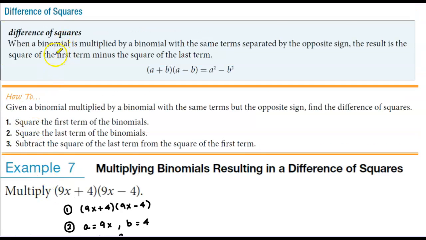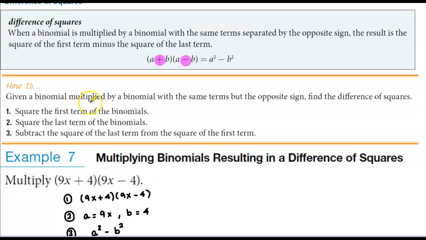Difference of squares. When a binomial is multiplied by a binomial with the same terms separated by the opposite sign, the result is the square of the first term minus the square of the last term. So we have a plus b times a minus b. You can see that these signs are opposites, but the first term and the last term are the same, which is going to result in a squared minus b squared.